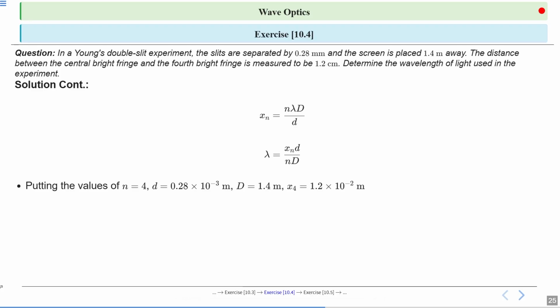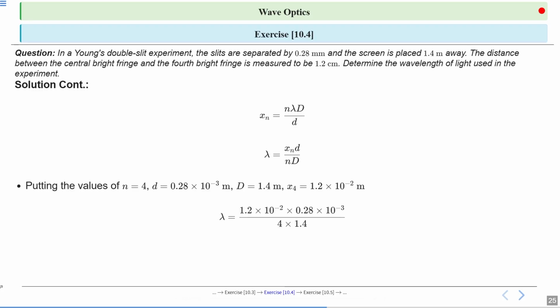So let's substitute the given values into our formula. We have n equal to 4, since we know the position of the fourth bright fringe. So n equal to 4, d equal to 0.28 into 10 to the power minus 3 meters, capital D is 1.4 meters, and x_4, the position of the fourth fringe, is 1.2 into 10 to the power minus 2 meter. By putting these values into our equation, we can find the wavelength of light used in the experiment.